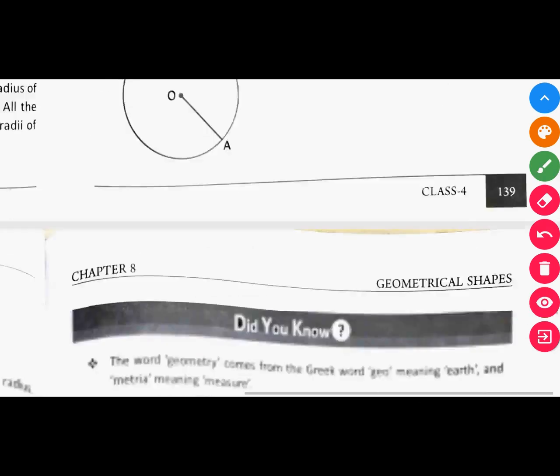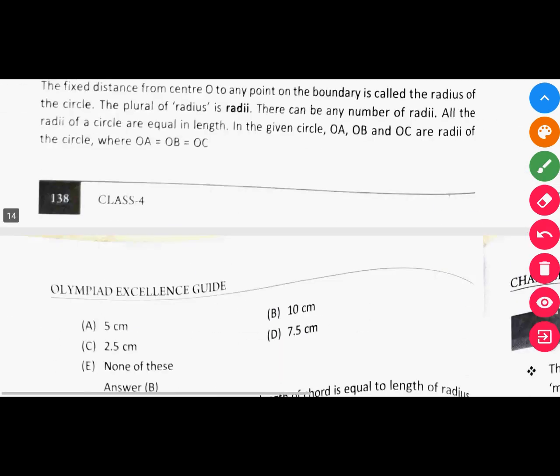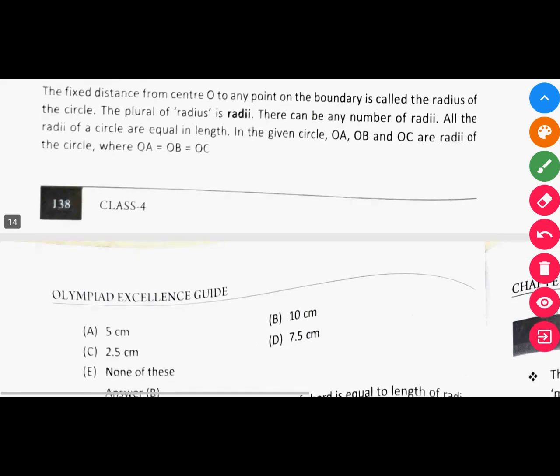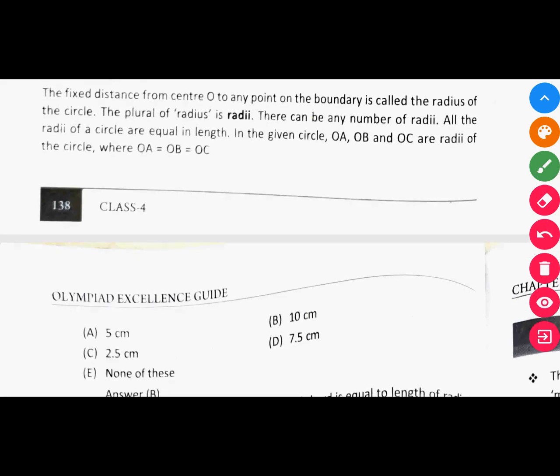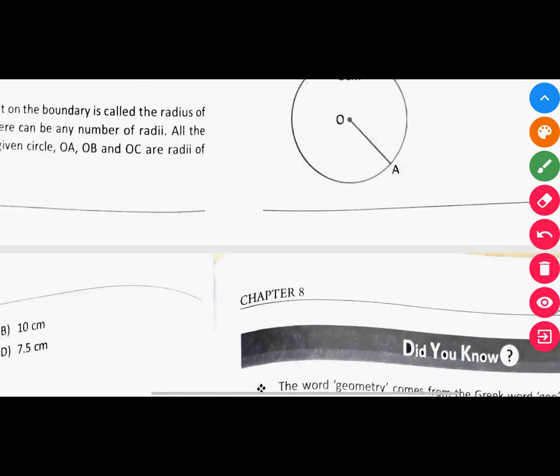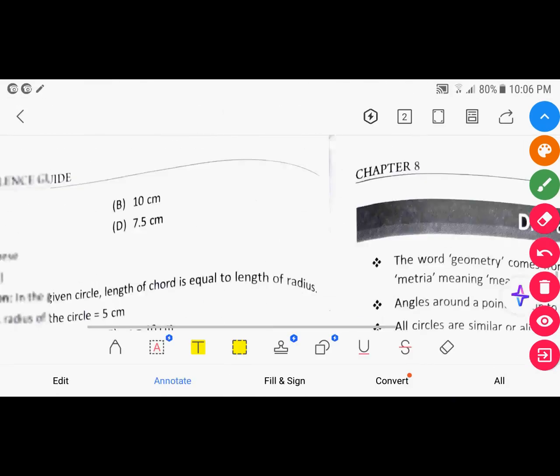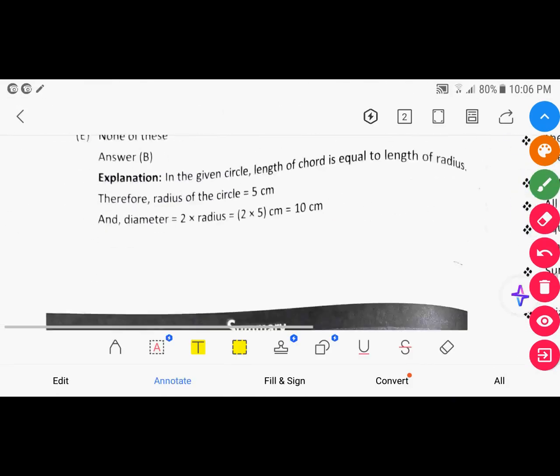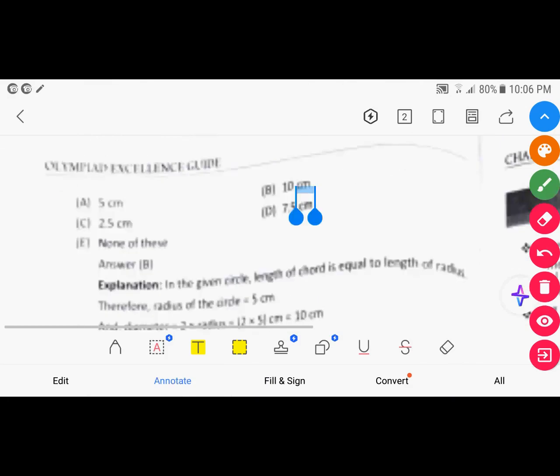You have to do it stepwise when you write for the exam in school. But when you solve for the Olympiad, you can do mental calculations. Okay. So 10 centimeter is our answer.